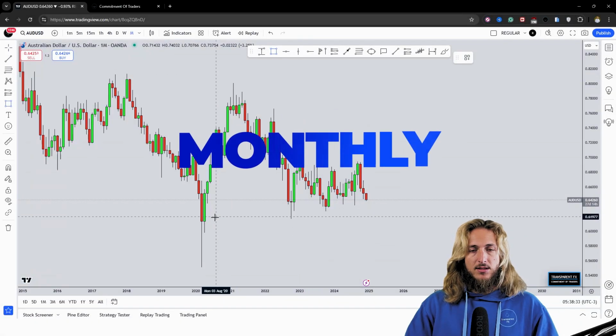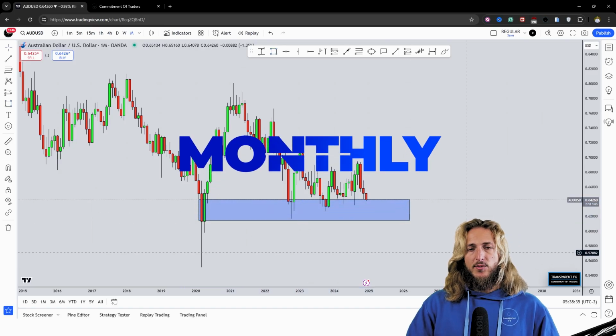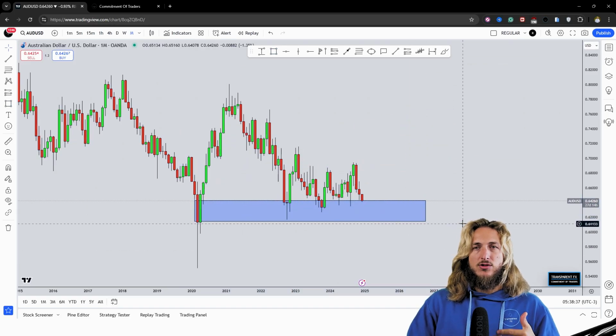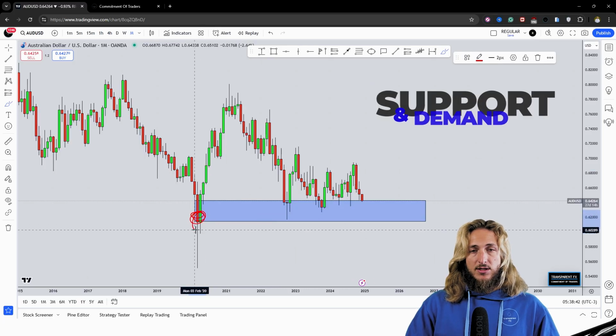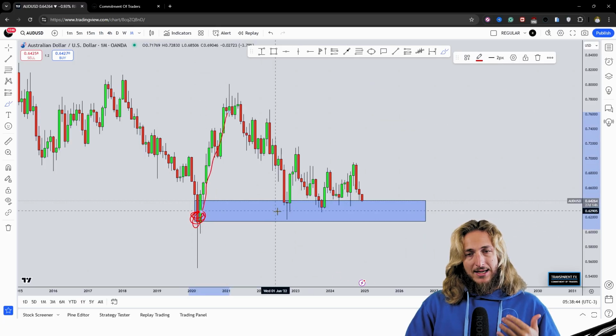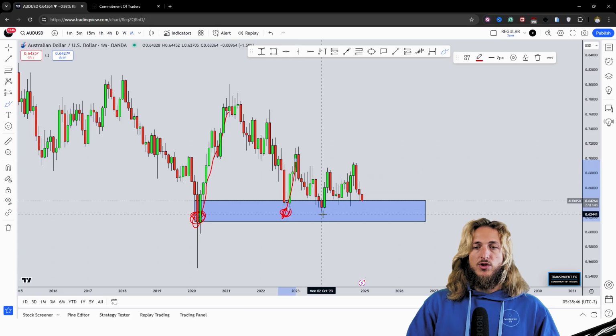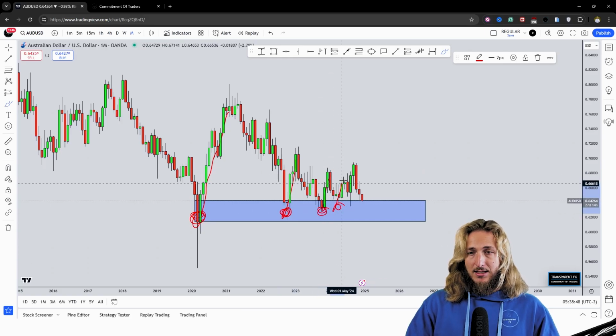Starting here from the monthly time frame, what we can see is that we have a market which is testing a quite strong historical monthly support and demand area. From here, in fact, all this previous push to the upside started. Again here, the market tested its zone and rejected it to the upside. Again here, and again here.